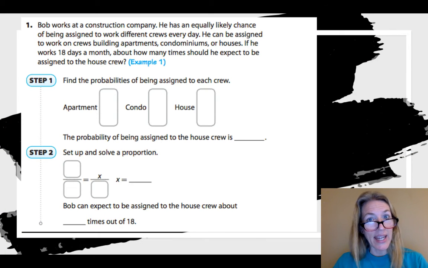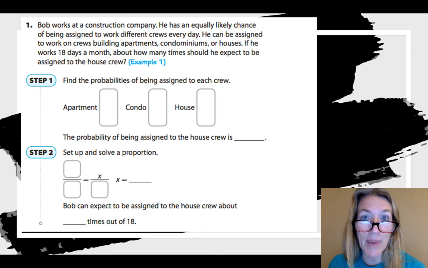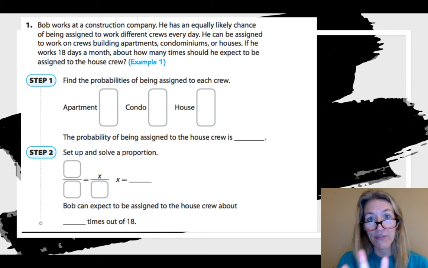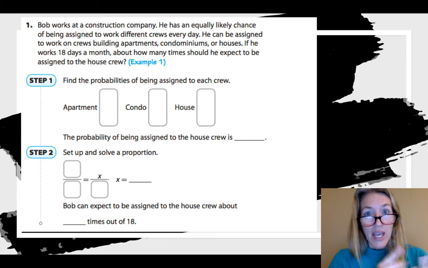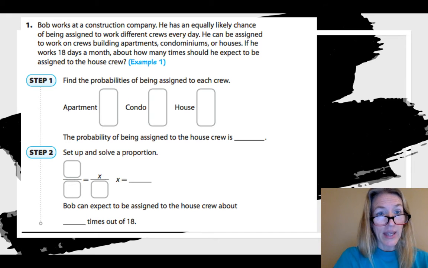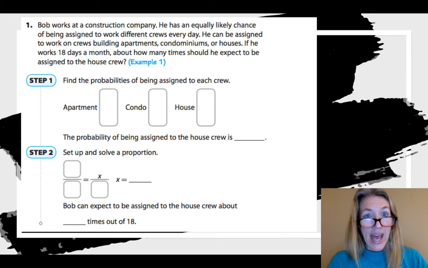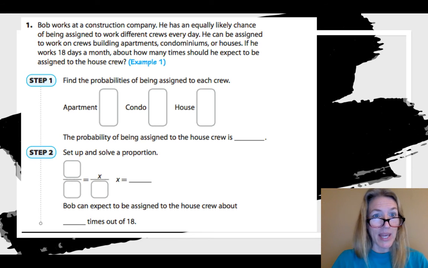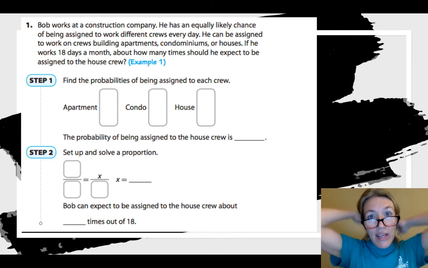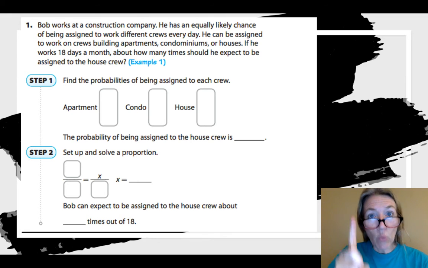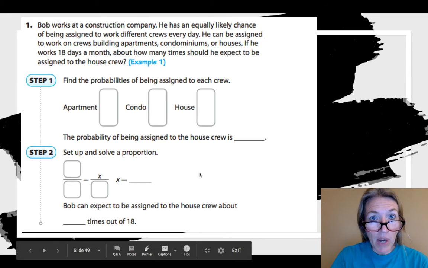So what I mean by that is example number 1. We're going to be talking about a guy named Bob, and he works at a construction company. He works on one of 3 different crews. He either is going to work on an apartment crew, a condo crew, or a house crew. The question asks, if he works 18 days a month, about how many times should he expect to be assigned to the house crew? So our first task is to find the probability of which crew he'll work on in one day. So let's just find the probability for that.